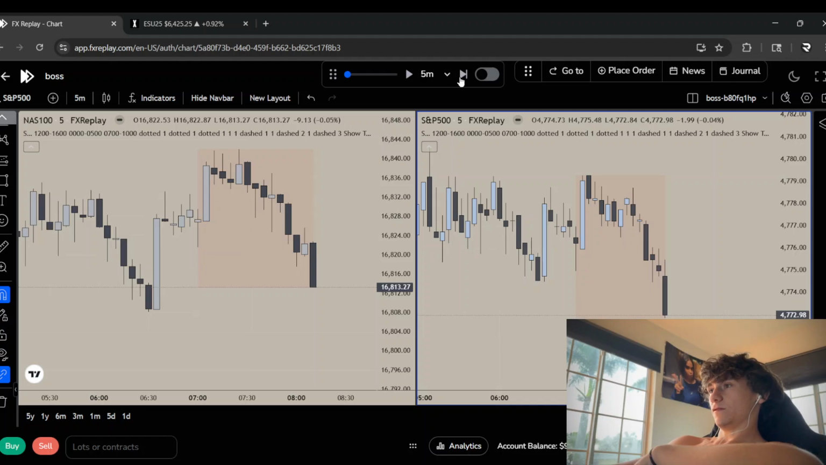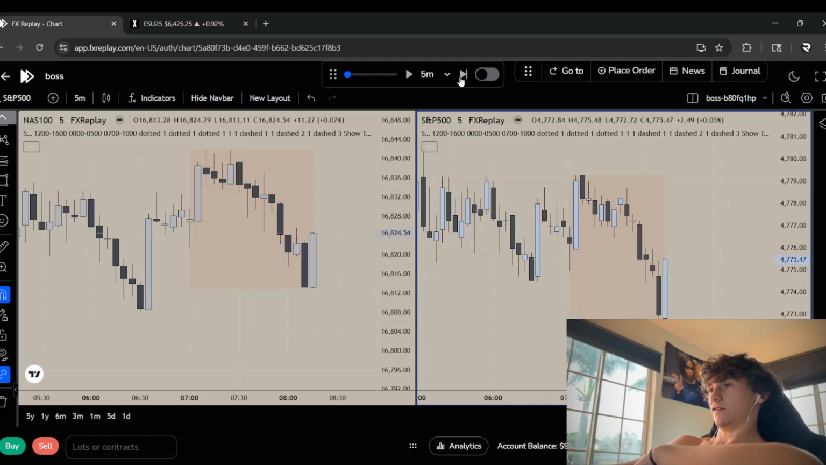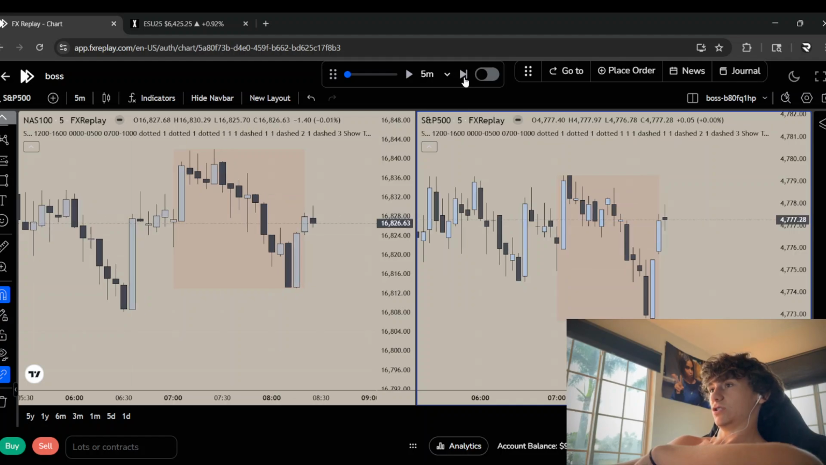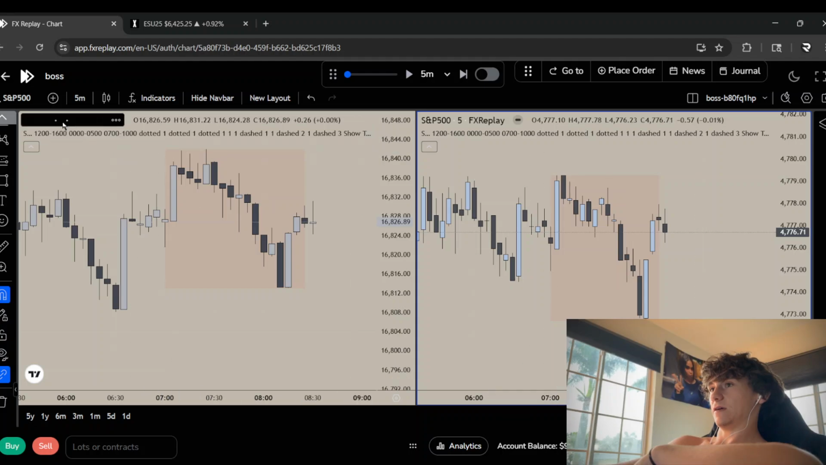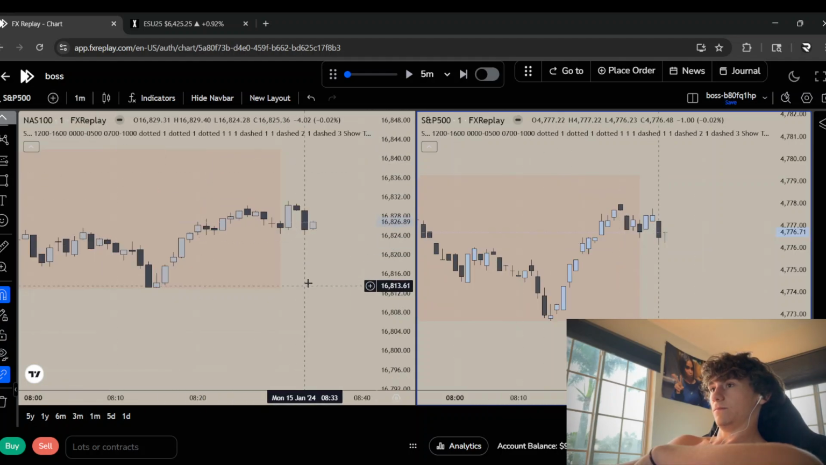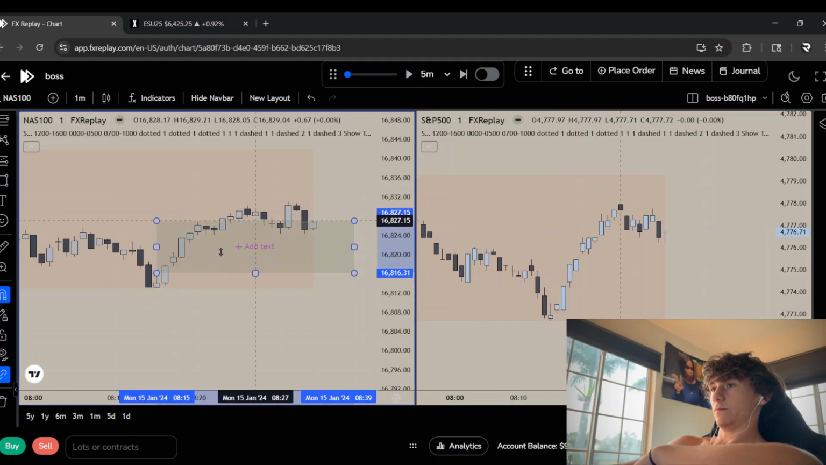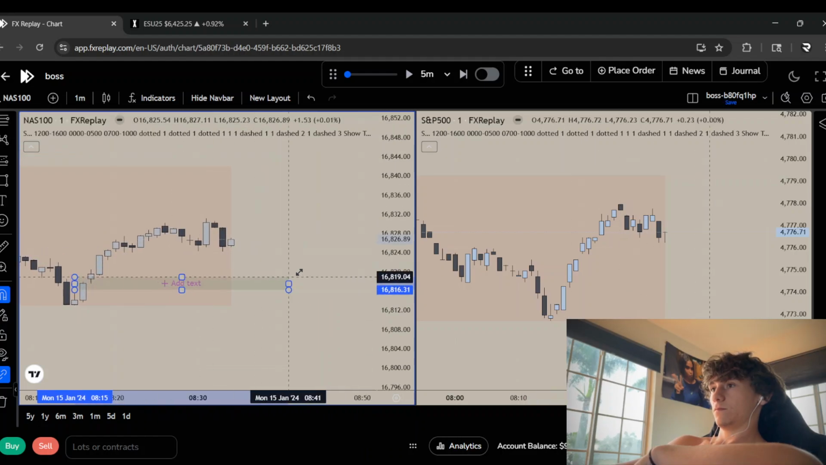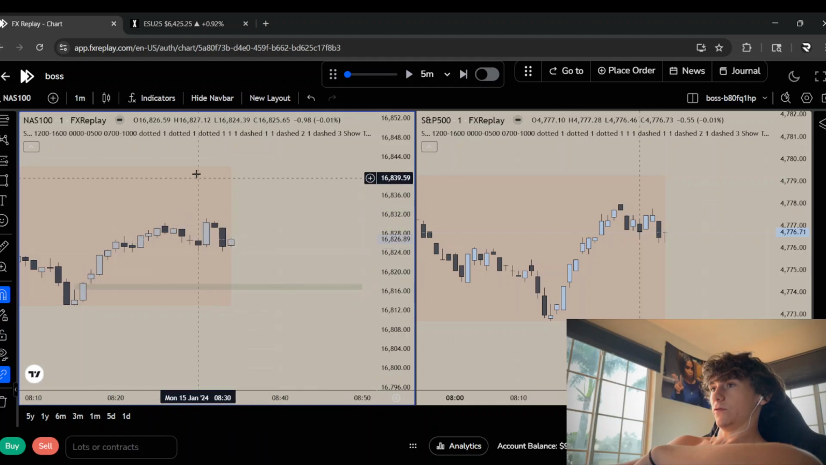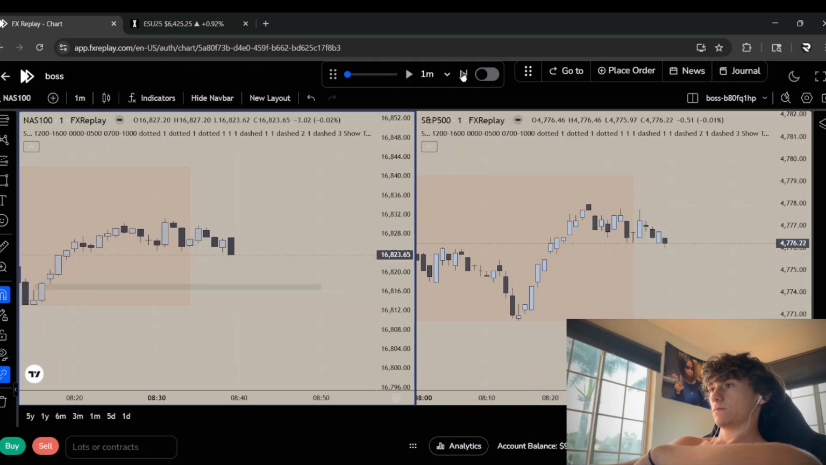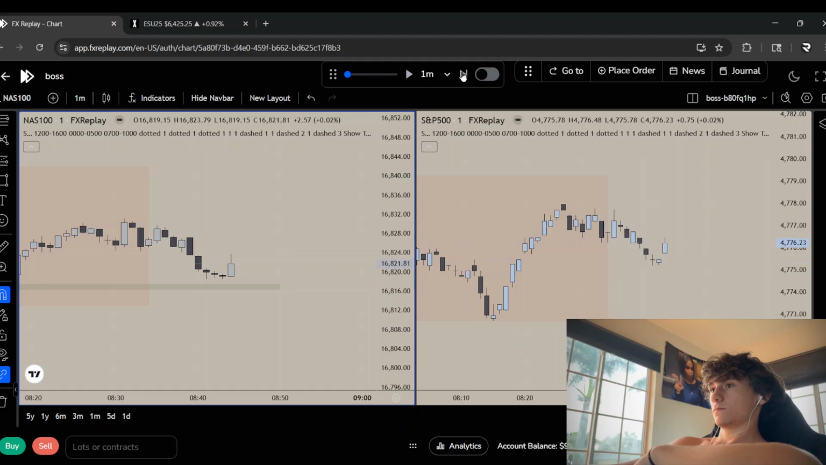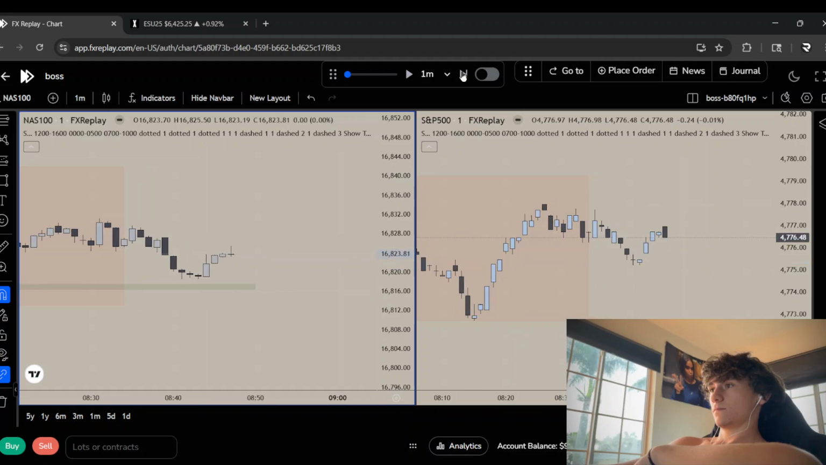Okay, so we took out that low, made another SMT, changed our state of delivery to the upside, came down. This is the final gap right here. Go a little further. So we're edging gaps now. Alright.